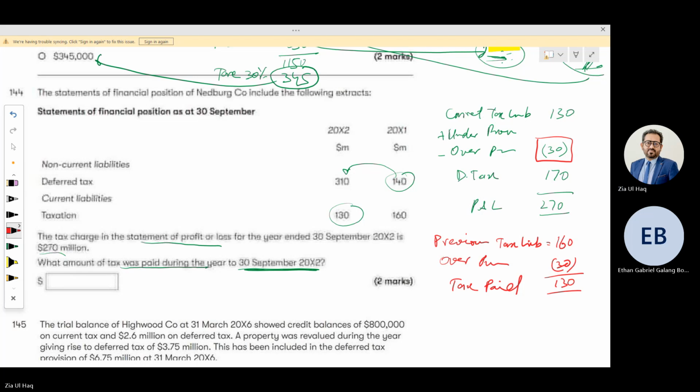How much did you pay? Because your provision was over by how much? 30. So what was your provision? 160. So what amount of tax was paid during the year? The figures are in millions, so 130 million.